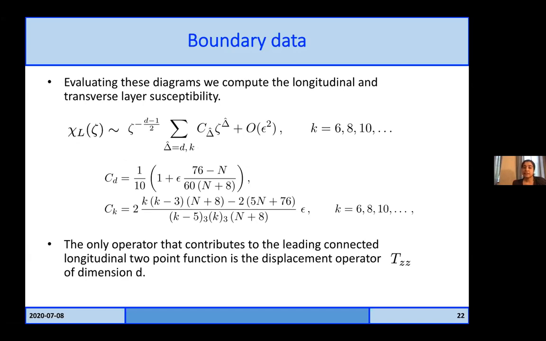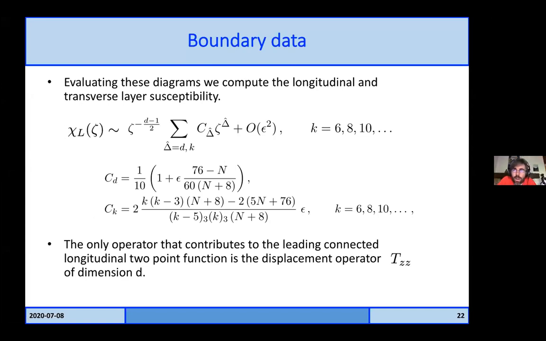So it says that at leading order, we have only one operator of dimension D. And this operator is a displacement operator. Due to the presence of the boundary, we don't have any conserved stress tensor, but the conservation of the stress tensor is violated by the presence of a delta function on the boundary. And this is related to that operator. Now at the next order in epsilon, we have an infinite number of operators starting with dimension 6, and these are all even dimensional operators.